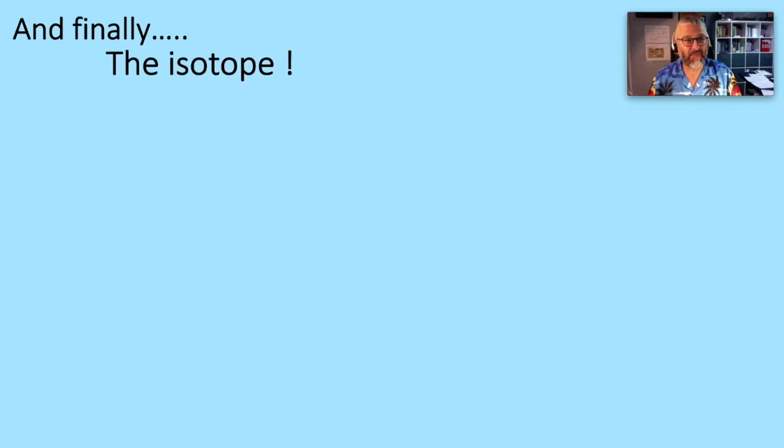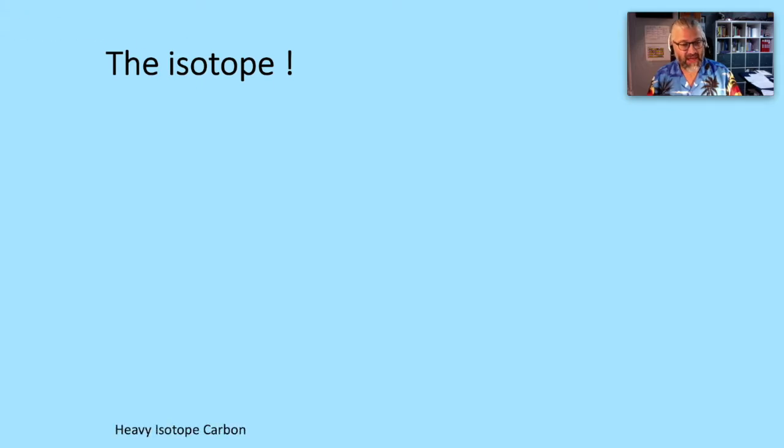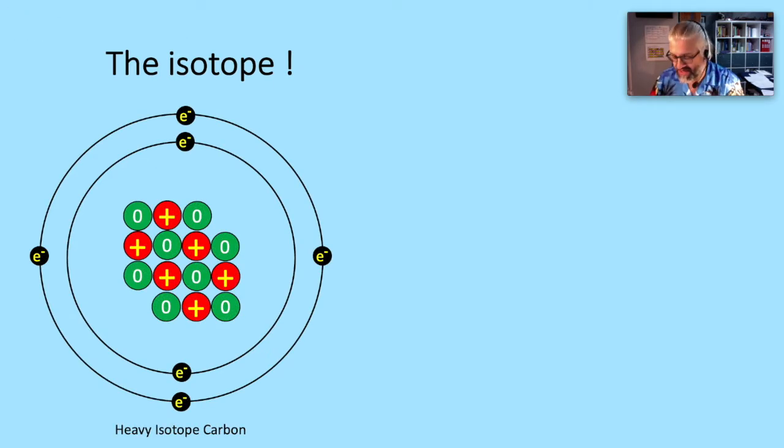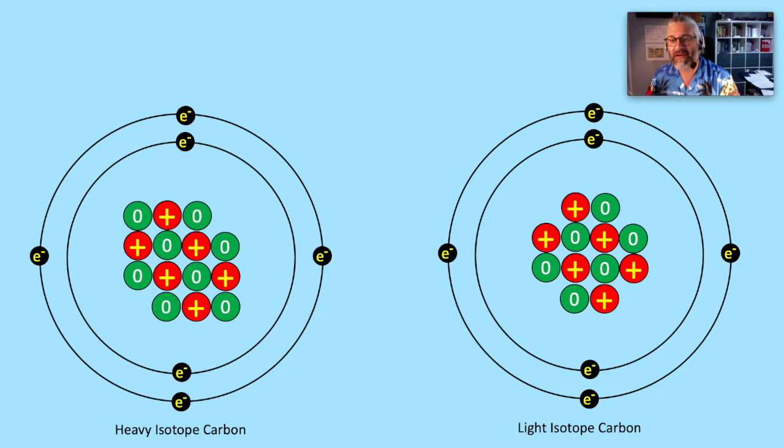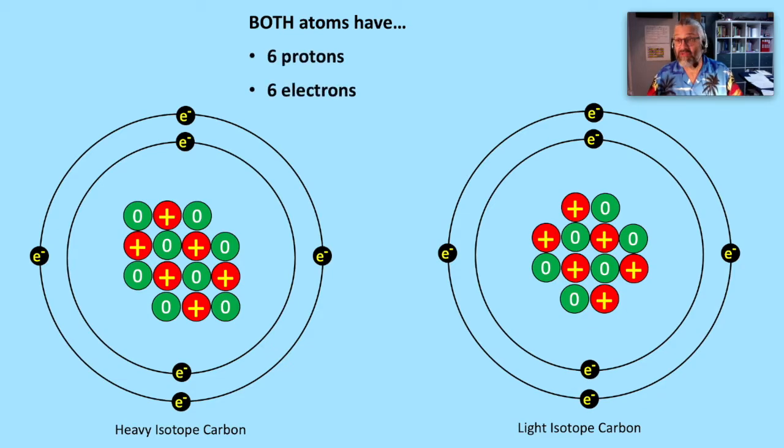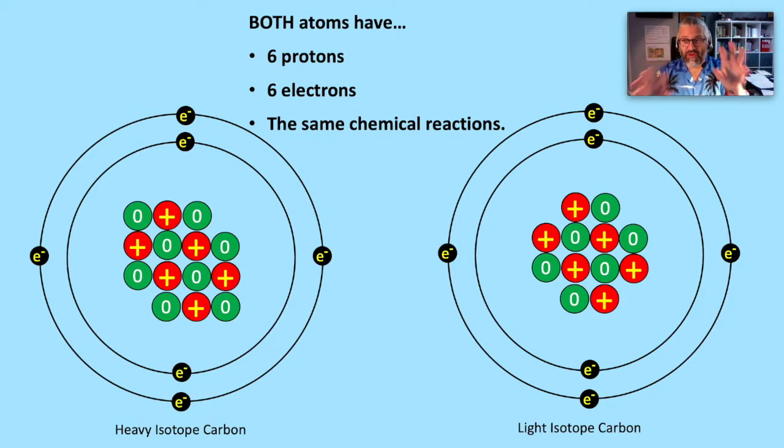Let's talk about atoms. The isotope. We're going to use a carbon isotope. This is a heavy carbon isotope, and that is a light carbon isotope. And just like the silly things that came before it, both atoms have 6 protons and 6 electrons, and by all means pause the video and count them. And both of these atoms do the same chemical reactions. So both of these atoms, for example, would burn in air to form carbon dioxide.